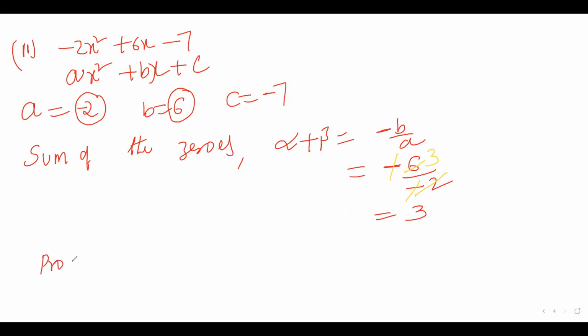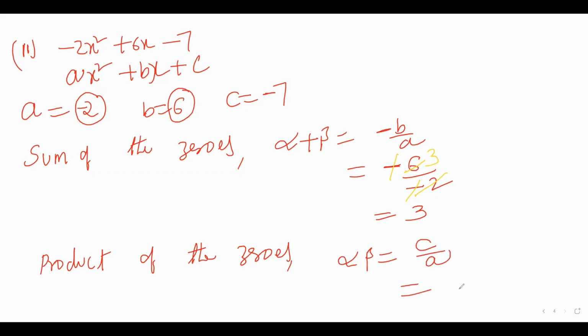Product of zeros. Alpha beta is equal to what? c by a. What is c? Minus 7. What is a? Minus 2. Both the minus will get cancelled and the product of zeros is 7 by 2.